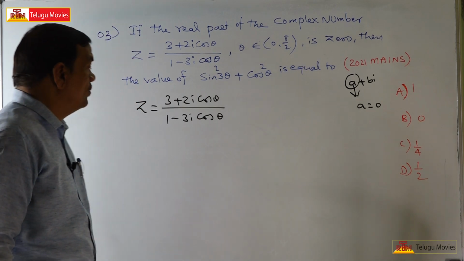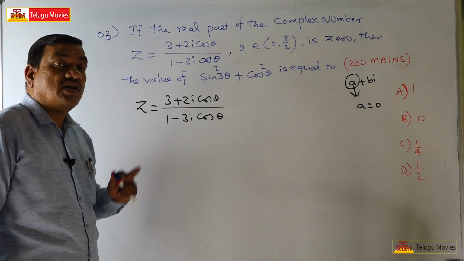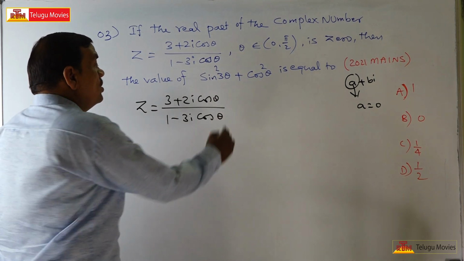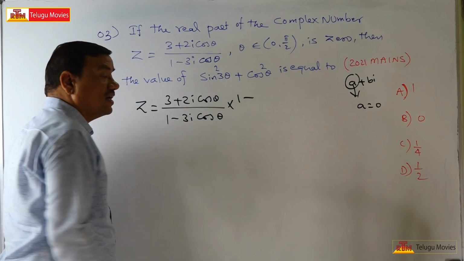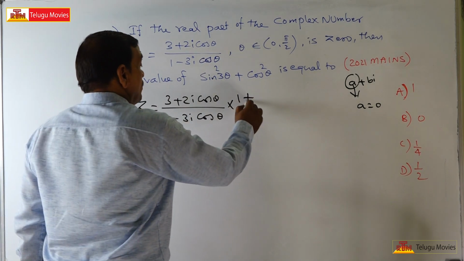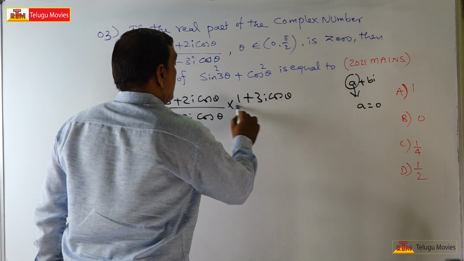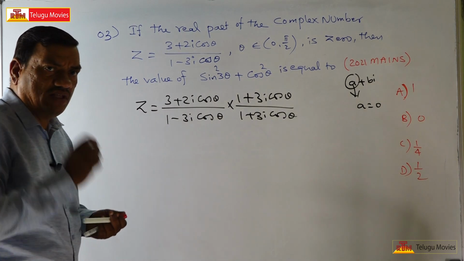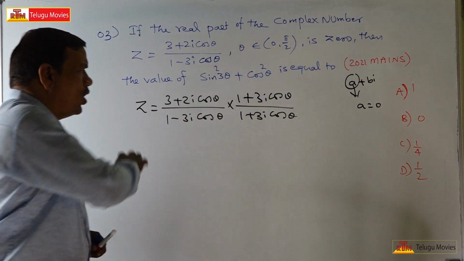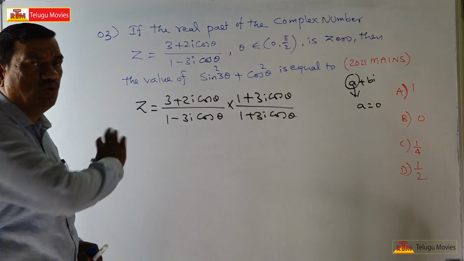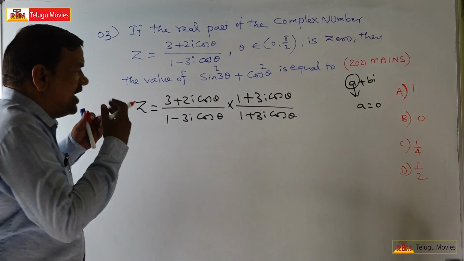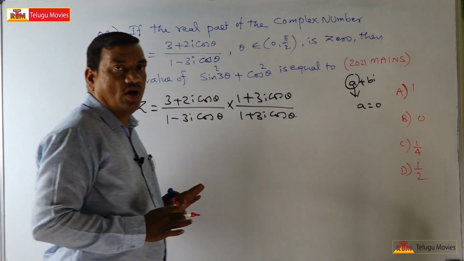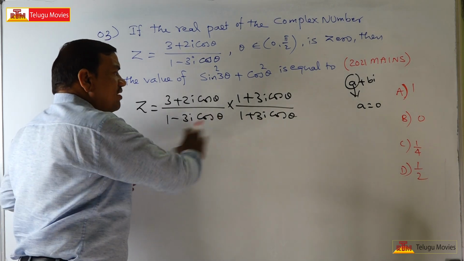Generally, what will students do? They will multiply the numerator and denominator with the conjugate of the denominator. You also do like that. What is the conjugate of 1 minus 3i cos theta? It is 1 plus 3i cos theta, over 1 plus 3i cos theta. But don't do the complete calculation. Why? Because anyhow the real part of this is equal to 0. Understand? Don't multiply the denominator also.